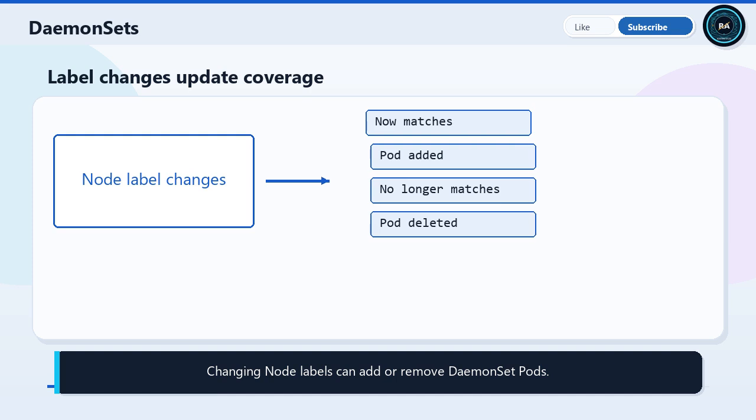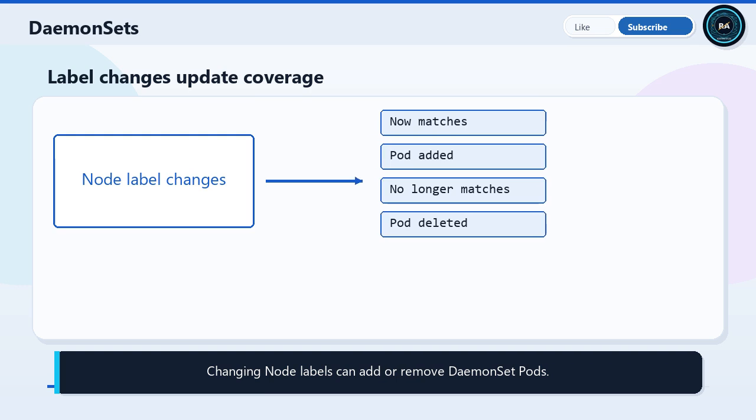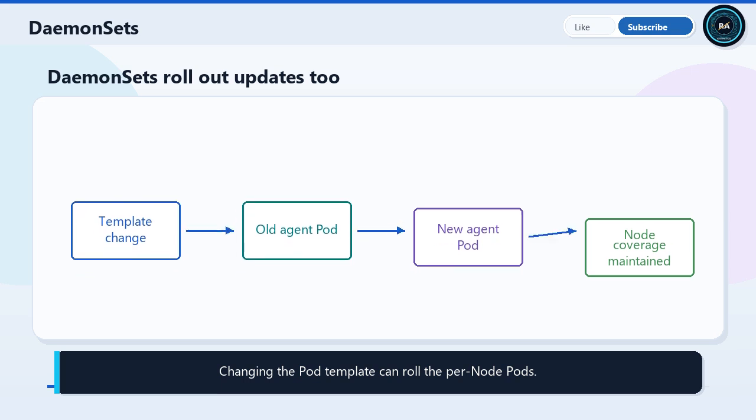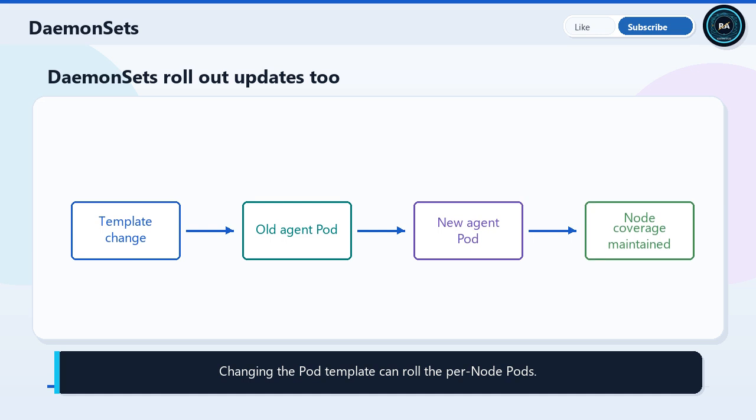If a DaemonSet targets only matching nodes, label changes matter. When a node starts matching, the controller adds a pod. When a node stops matching, the controller deletes that pod. When you change the DaemonSet pod template, Kubernetes can roll the agent pods across nodes, similar in spirit to a deployment rollout but tied to node coverage.